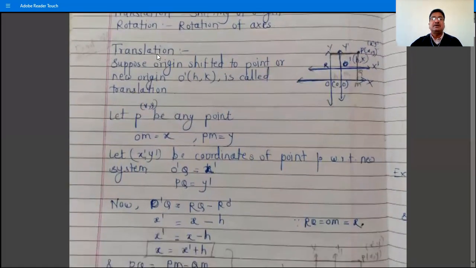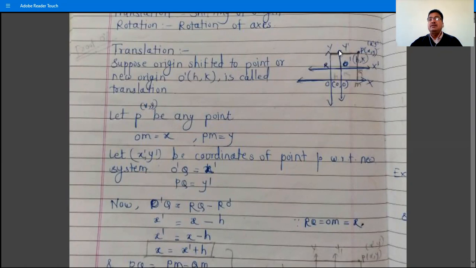So the first, translation. Suppose the origin is shifted to a new point. Suppose (h, k) is the new point, O dash is the new origin; this is called translation. The shifting of the origin to a new one without rotating the axis. Suppose the original origin is O (0, 0), and the new origin is O dash, and its coordinates are (h, k).